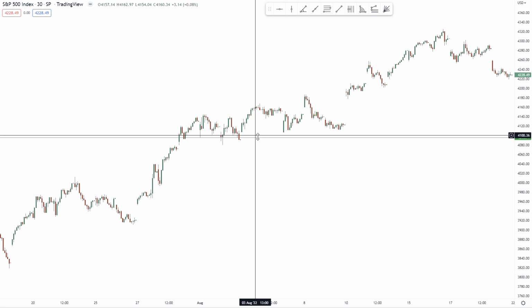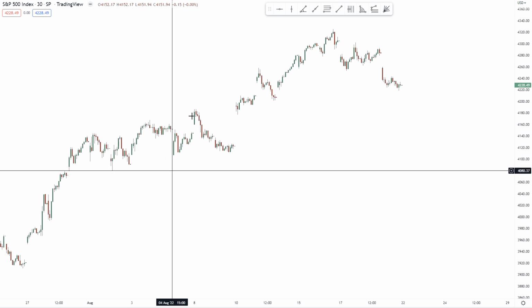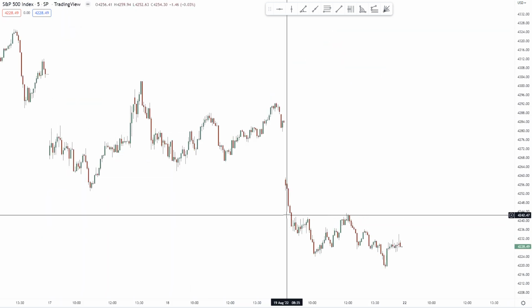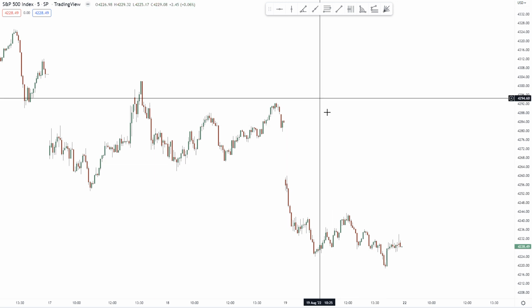Now let me go ahead and delete this. We're going to use the exact same concept, but we're going to go down to the 5-minute chart here, and we're going to look at the price extremes for the first 30 minutes. The New York market opens at 8:30 for us here in the Central Time Zone in the United States of America.